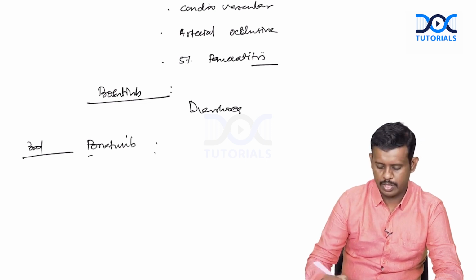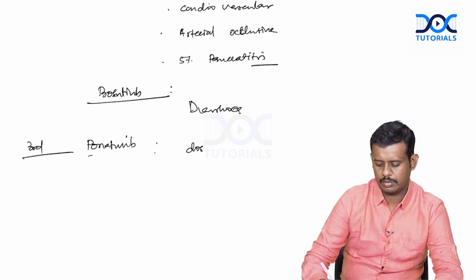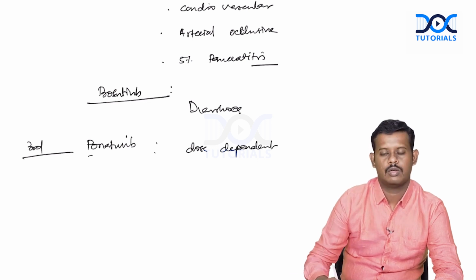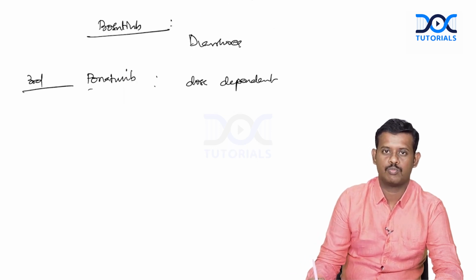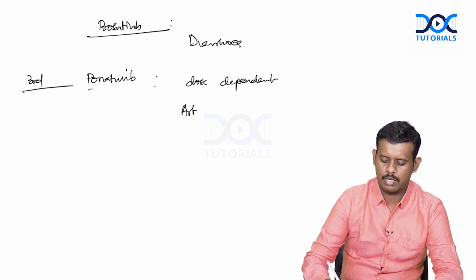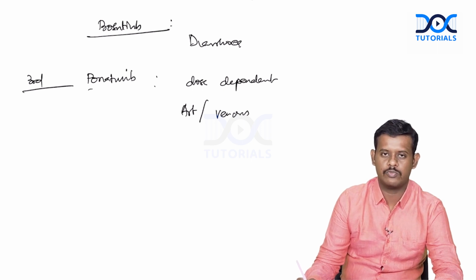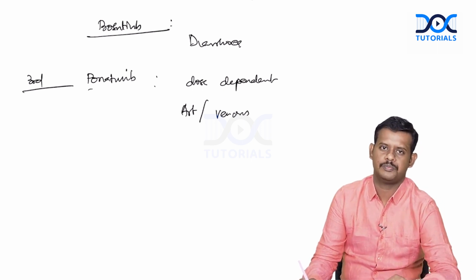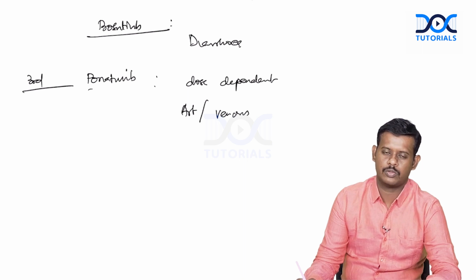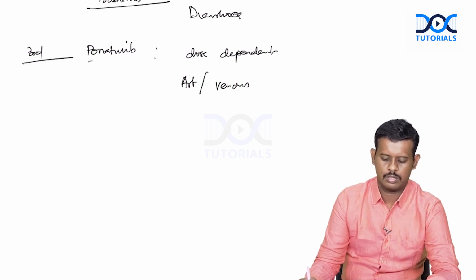Few things to remember in ponatinib, it is usually dose dependent. What else? It can cause both artery and venous occlusion. So artery and also venous, which is in contrast to your nilotinib, which causes only arterial occlusion. Here the venous occlusion is not so common, but it still can happen in around 5 to 6% of patients. So these are the most common side effects of ponatinib.